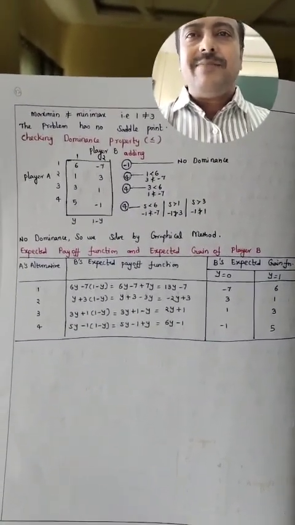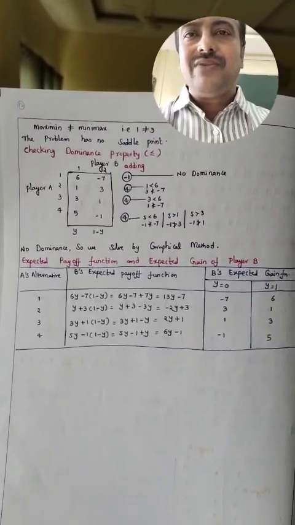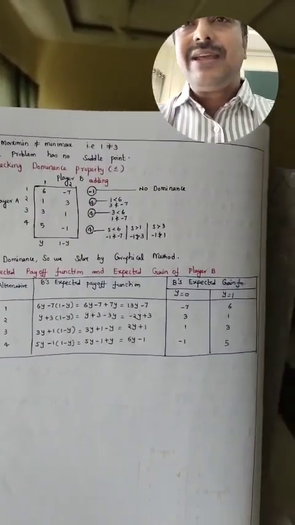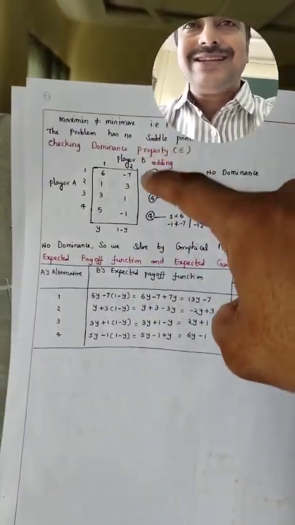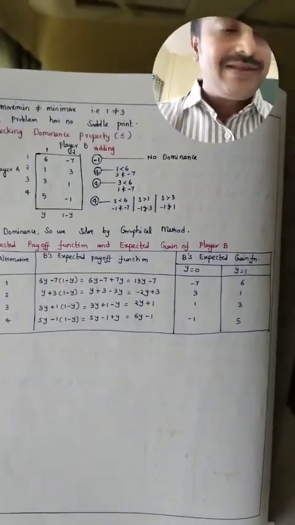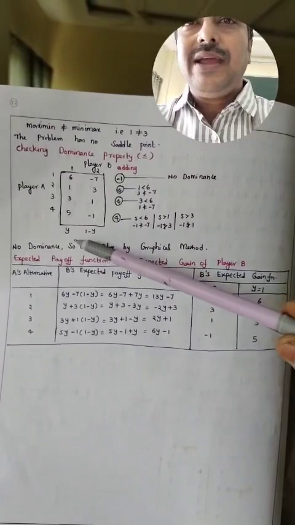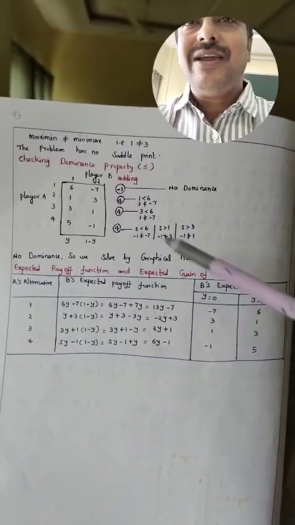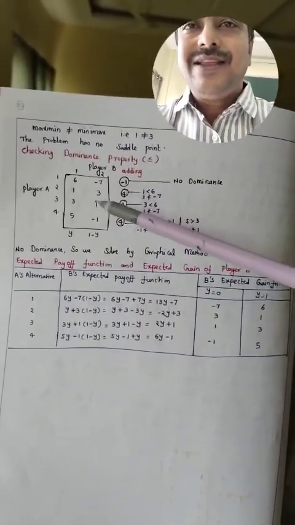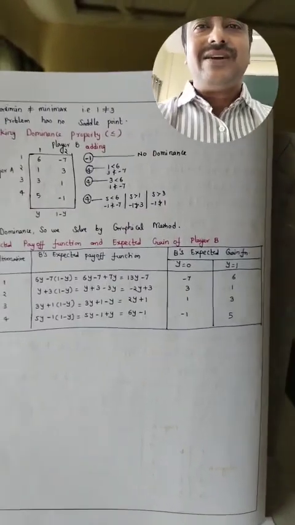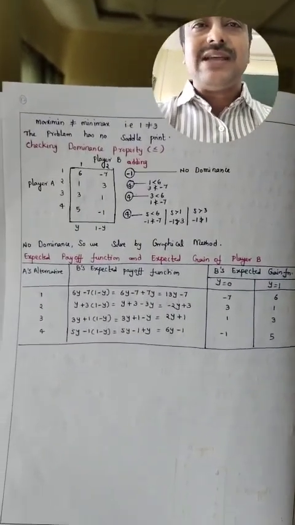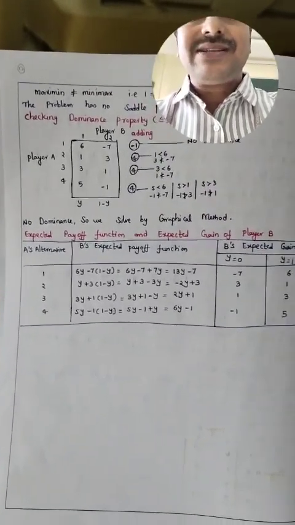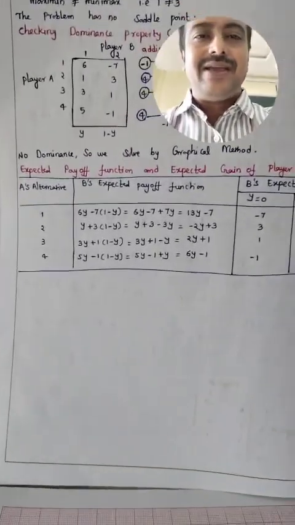For that I am taking A's alternatives 1, 2, 3, 4, and B's expected payoff function is obtained by taking the first strategy as y and the second strategy as 1 minus y. Means here 6 into y minus 7 into 1 minus y gives the first function. In the same way, 1 into y plus 3 into 1 minus y gives the second function. When we give the values y equal to 0, whatever the strategies we are having will come here, and whatever the strategies we are having will come here, like this.